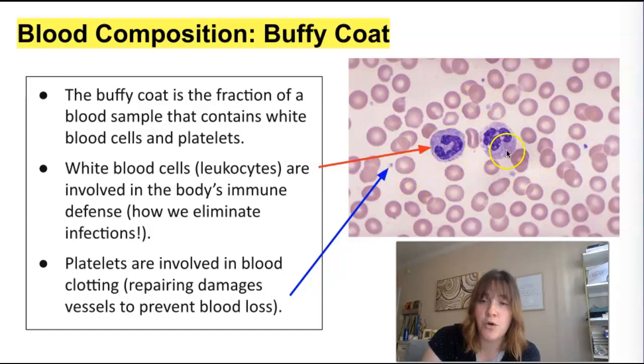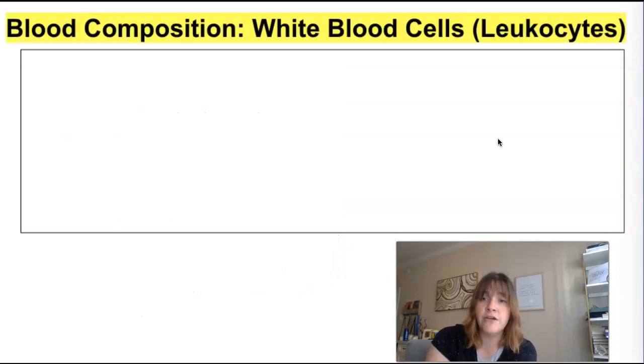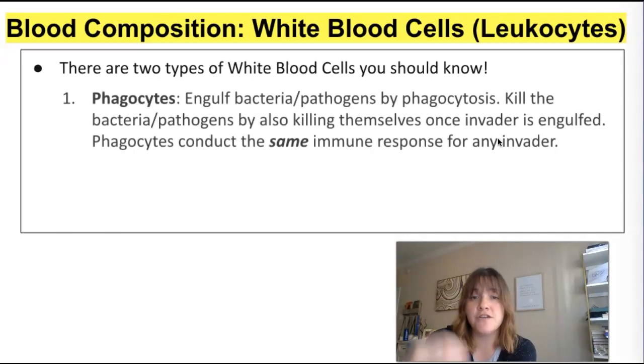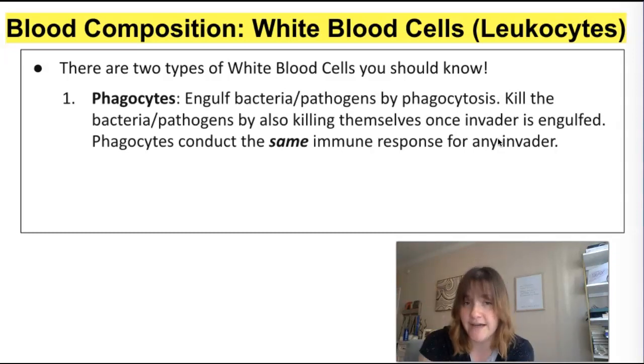And then we're going to go a little bit more into depth about two different types of leukocytes or white blood cells right now. If we are talking about white blood cells, also known as leukocytes, there are two main types that you should know. The first is a phagocyte. The great thing about phagocytes is that the name basically tells you what it does. If you remember, we learned about phagocytosis way back, I think, in Unit 1 or 2, which is when cells engulf things that they need.